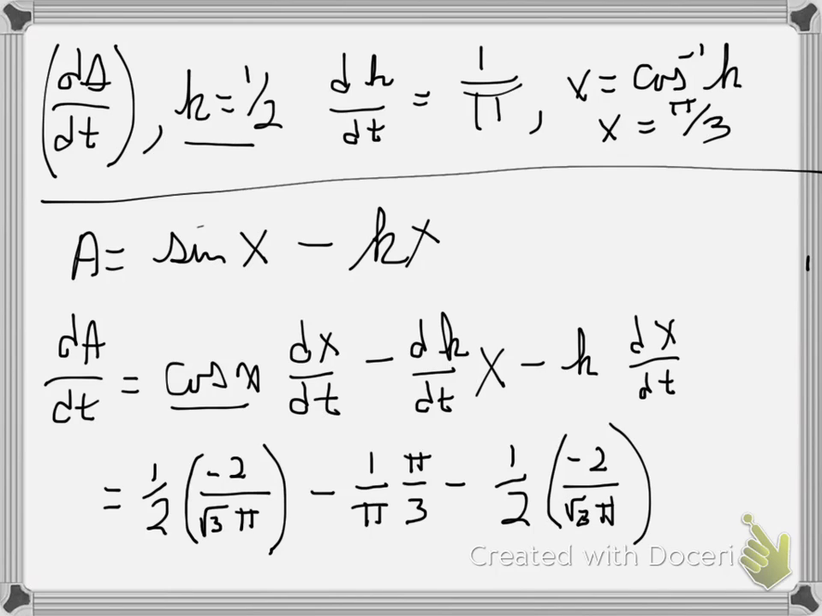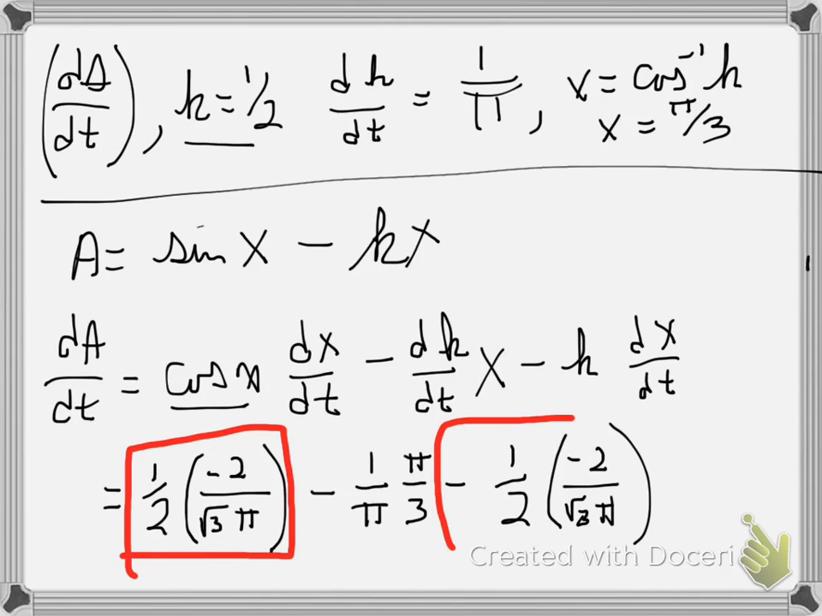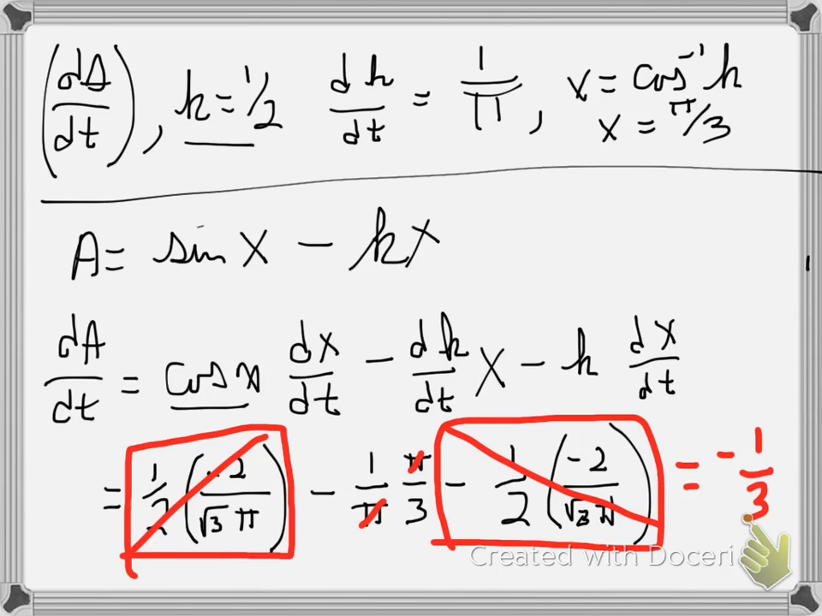Hey, look at that. This thing and this thing cancel each other out. Oh, and so does this pi and that pi. And that would give us negative 1/3. Okay. It's a little involved, a little confusing, but hey, you'll find it.